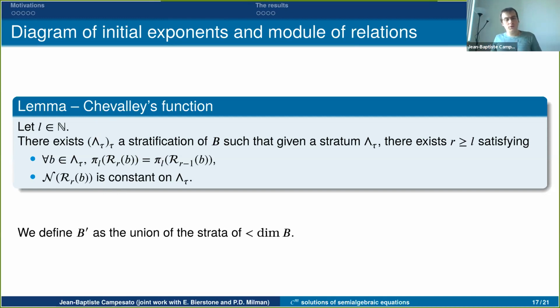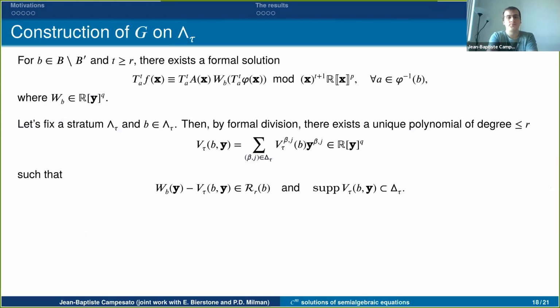And if you recall, in the induction step, the goal was to prove that if we want to work on B, we need to construct a B prime of lower dimension such that if we can solve the problem on B prime, then we can solve the problem on B. So the B prime that we are going to consider is the union of strata of dimension less than the dimension of B. So from now on, I'm going to assume that the equation is trivial over B prime, so the constant term is flat over B prime. And I want to study this equation.